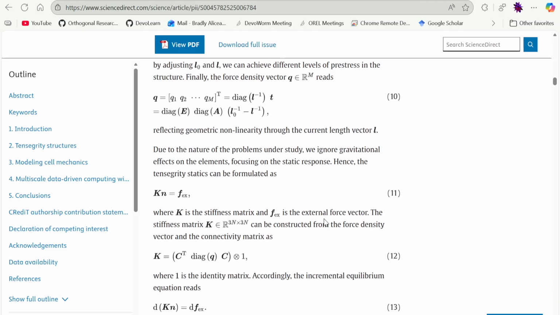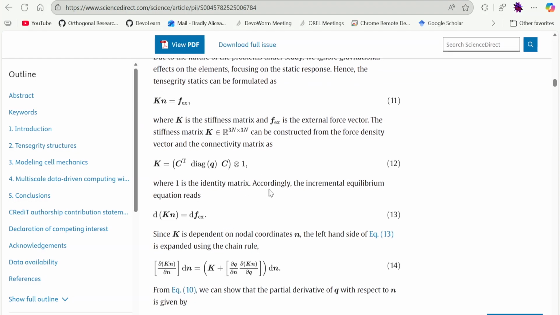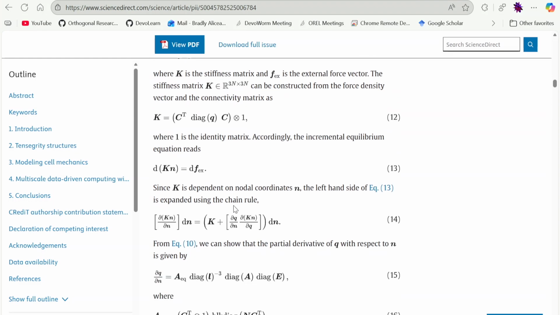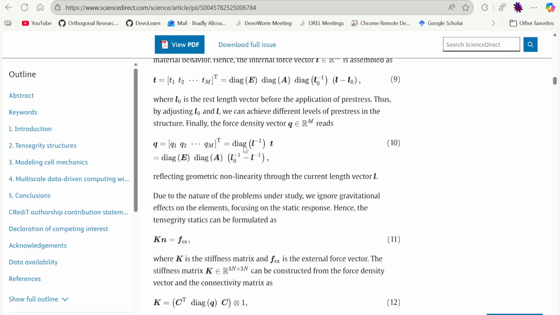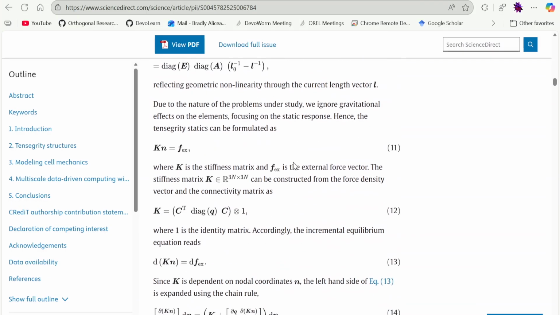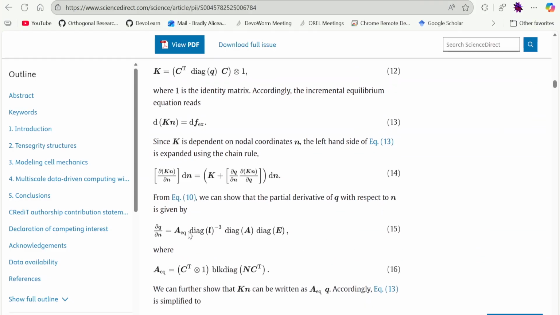Okay, so then they go through some more statics, and then they have an identity matrix, and that's supposed to give you this structure at equilibrium. And then since k is dependent on nodal coordinates n, the left-hand side of equation 13, which is here, is expanded using the chain rule. And then from equation 10, which is up here, which is the force density vector, we can show that the partial derivative of q with respect to n is given by this equation, which is now we're getting into differential equations where this AEQ is this value.